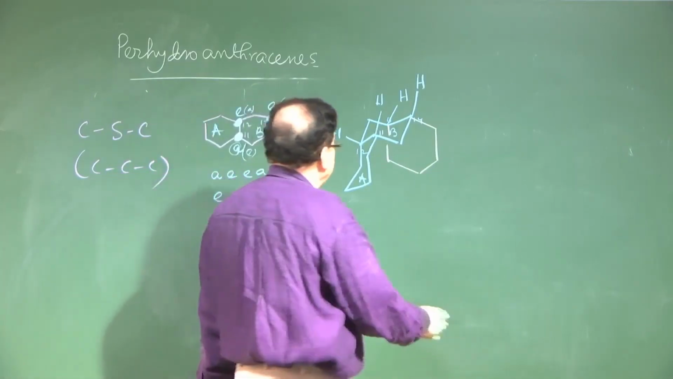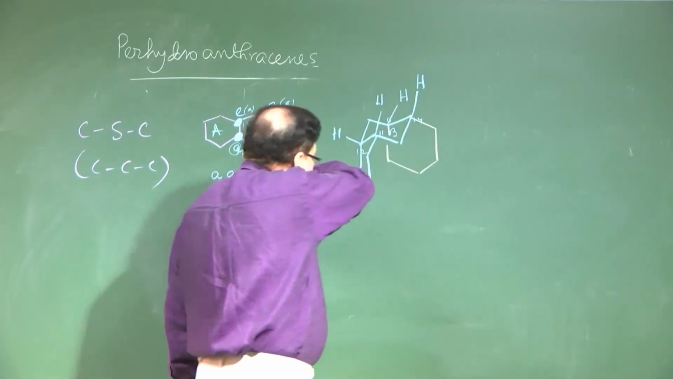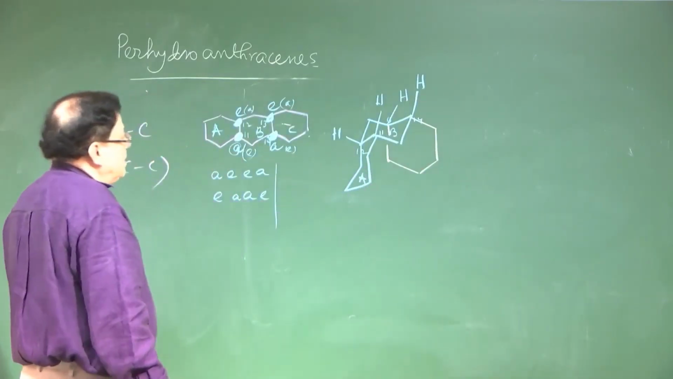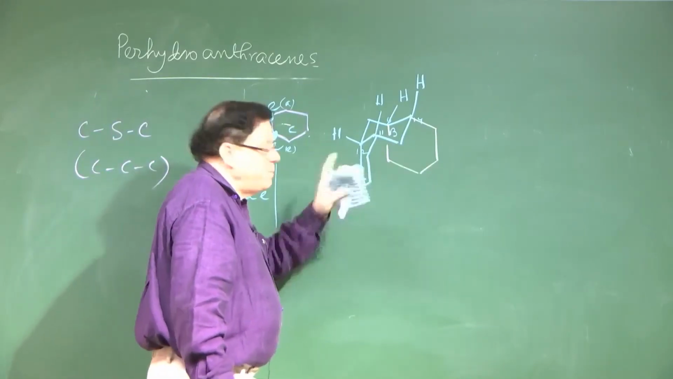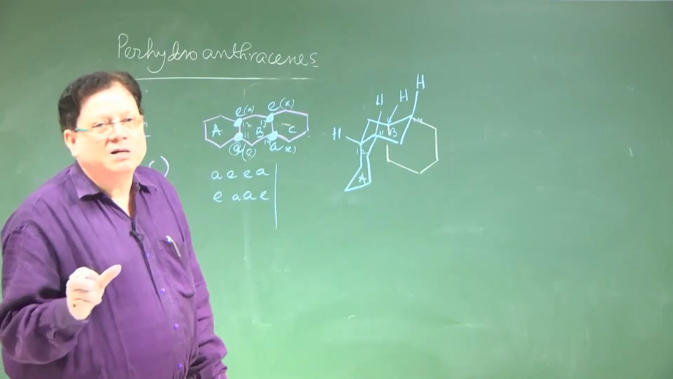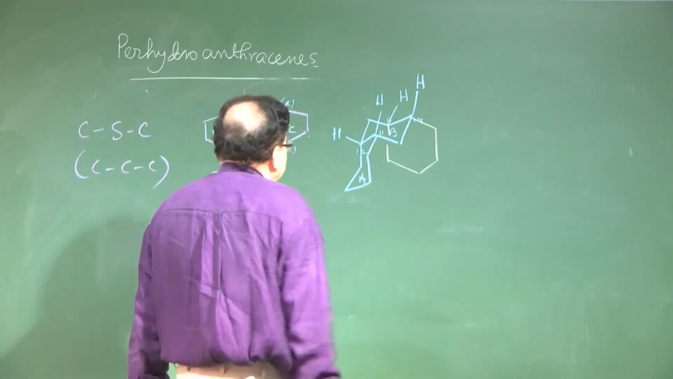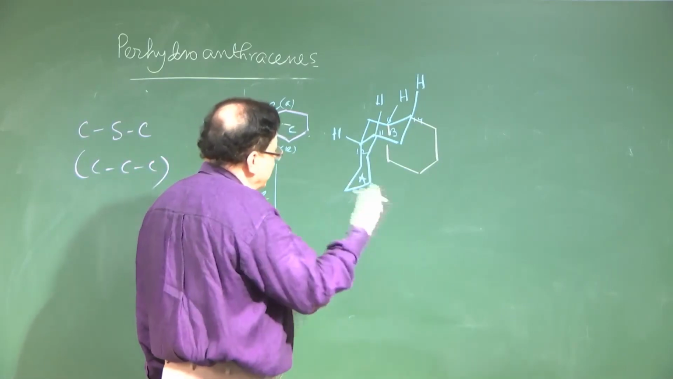Okay. Pucker conformation. Now, there is a possibility of flipping, because the ring junctions are not trans here, both the ring junctions are cis. So, flipping is possible. And that is one aspect.